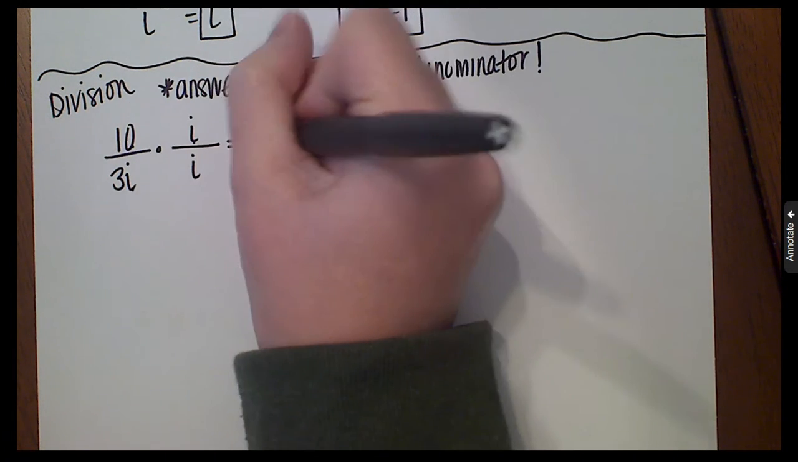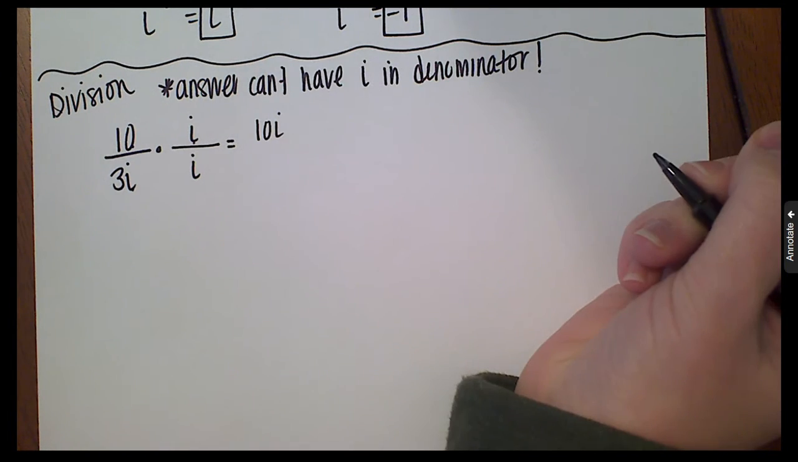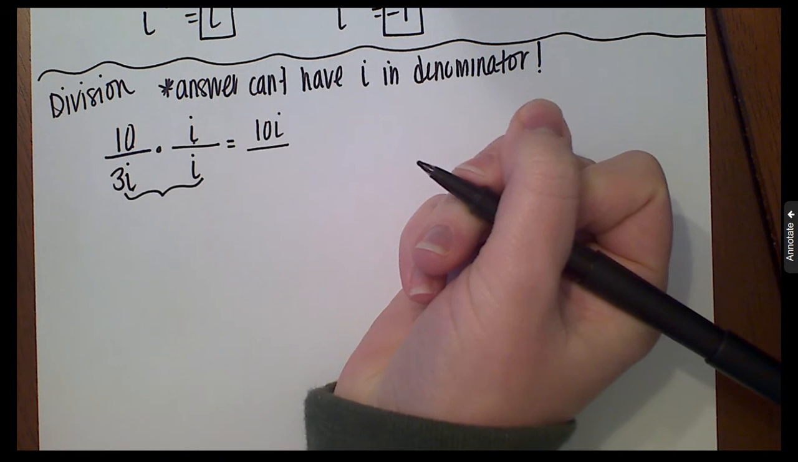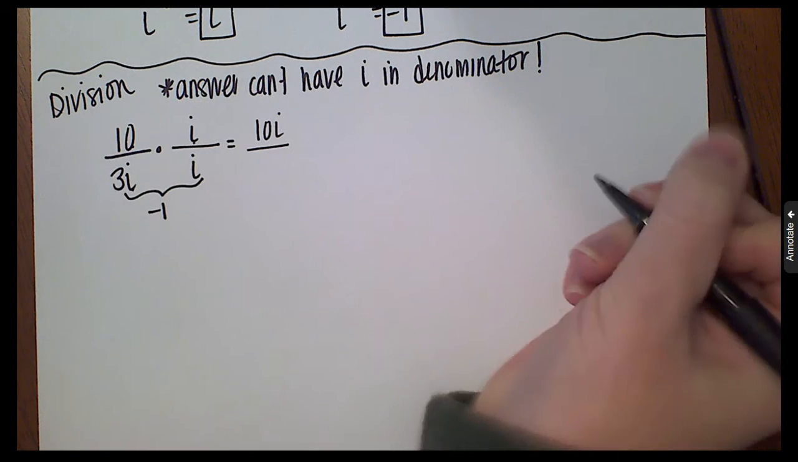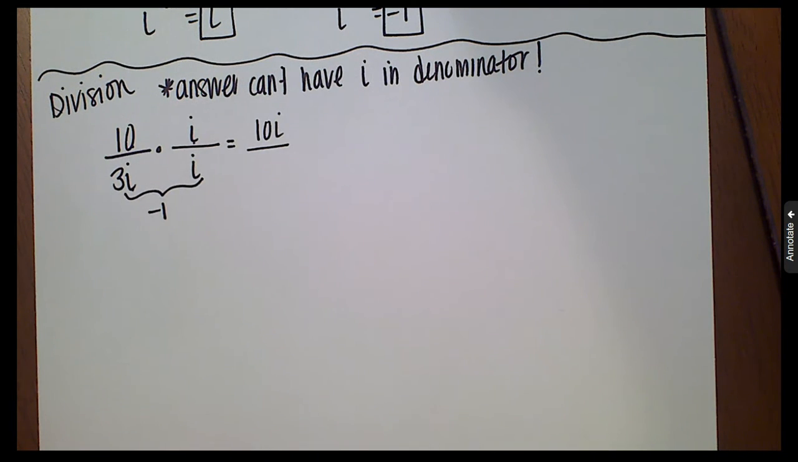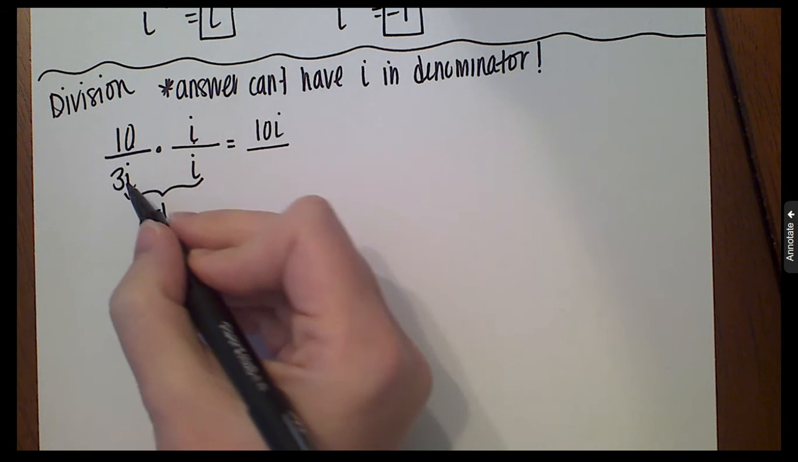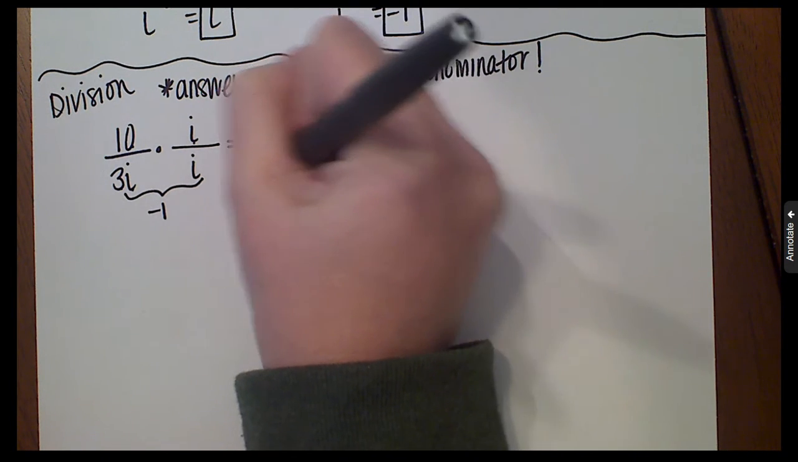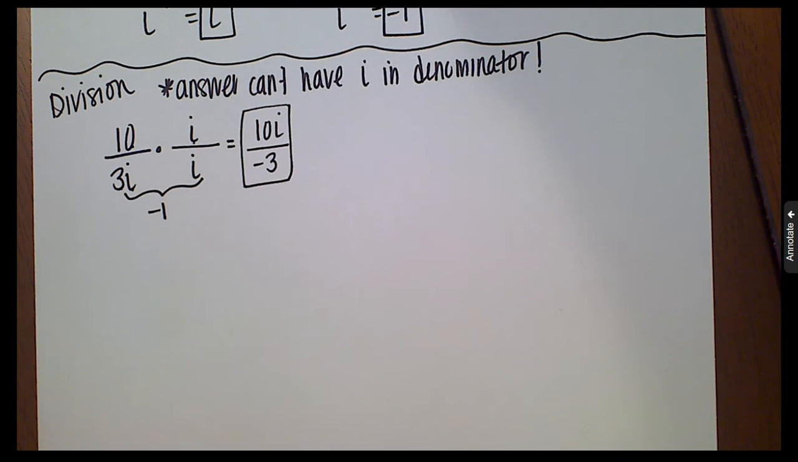10 times I is 10I. Okay, that's not bad. When I do this, the I times the I is I squared. That's just going to give me -1. So that's the whole reason I'm doing that. I'm multiplying by I because we know that I squared is -1. So 3 times -1 is -3. And then that's just my final answer. There's nothing else I can really do to that. And we would write it like that.